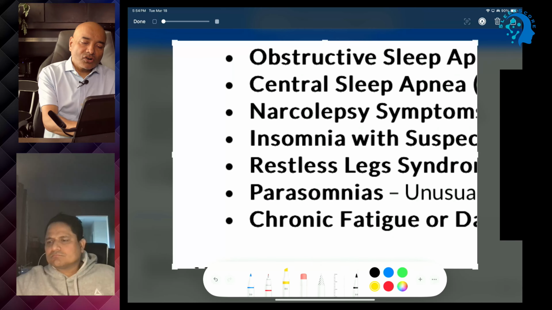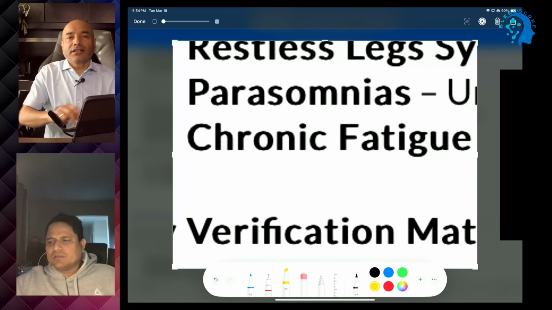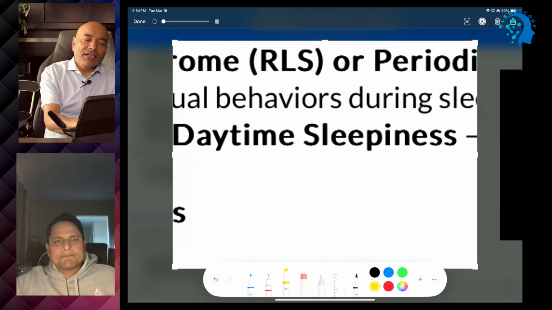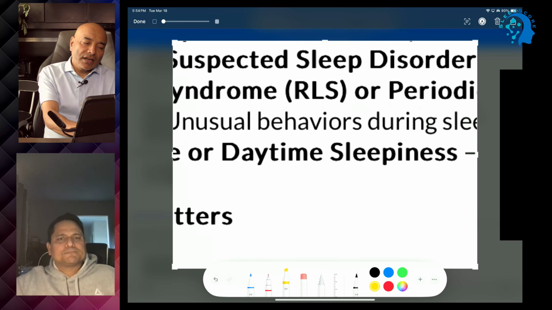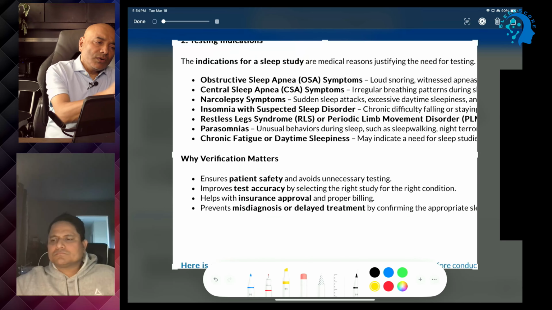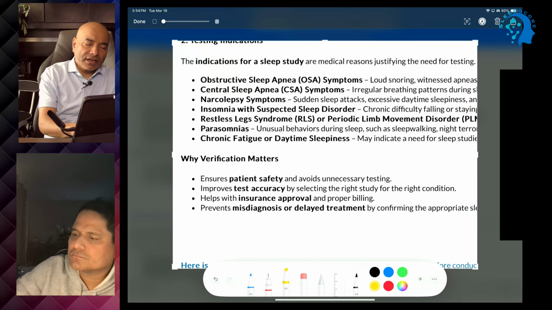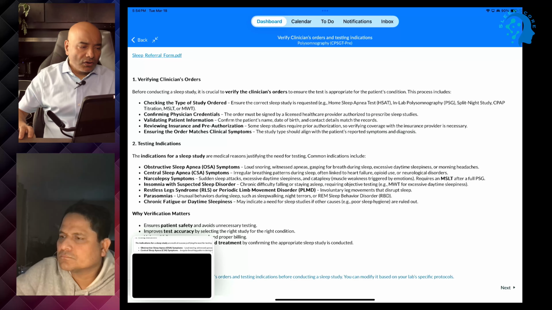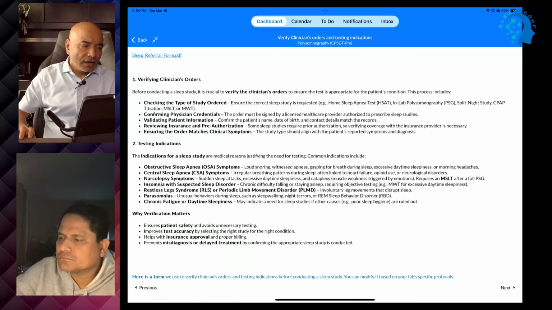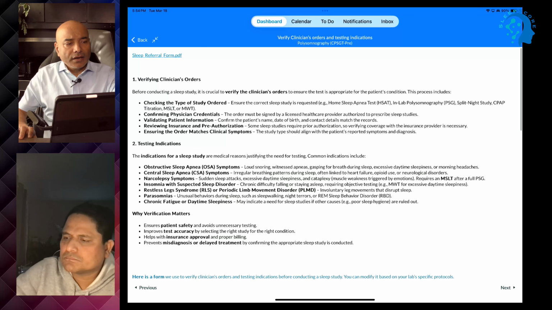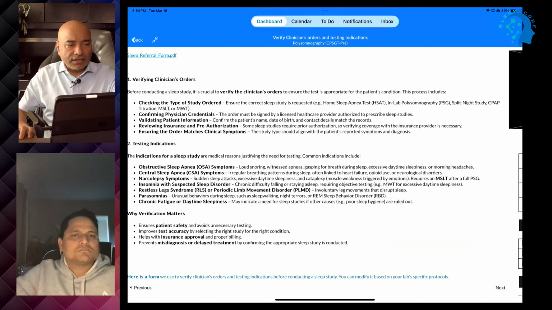Okay, and another is chronic fatigue, like tired, all day tired. Daytime sleepiness. During the day they feel sleepy all the time. That is another problem. So in that way, because we are sleep techs, we need to make sure that we are verifying all these things, okay? And that's why the sleep referral form is over here. We talked about that yesterday.